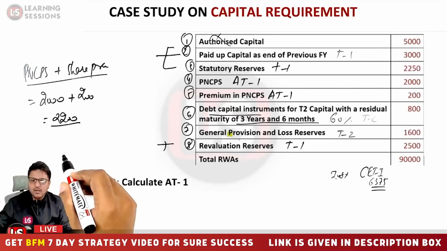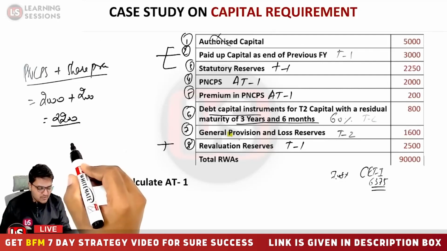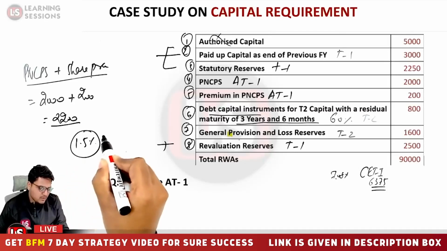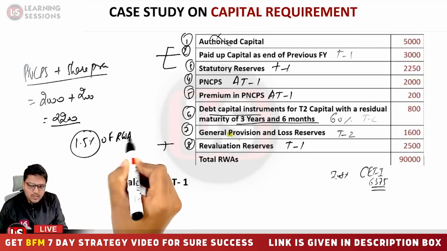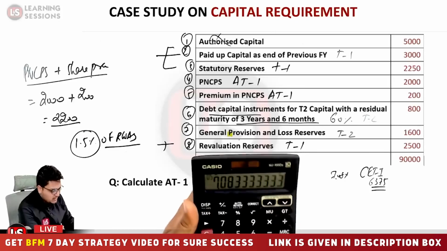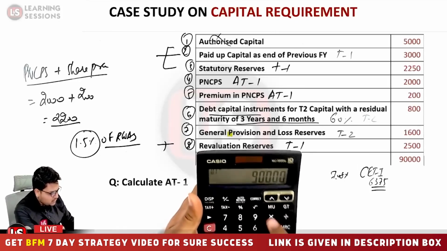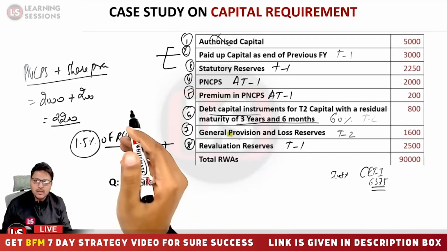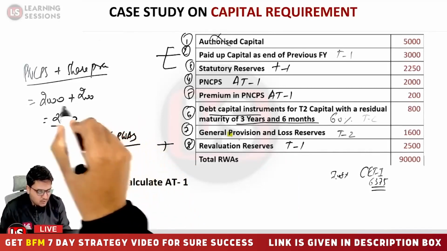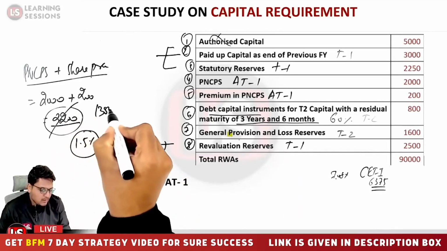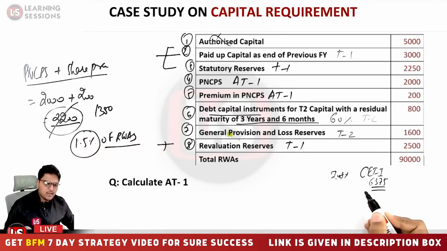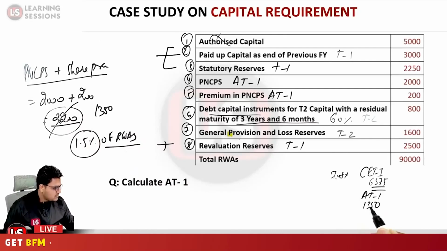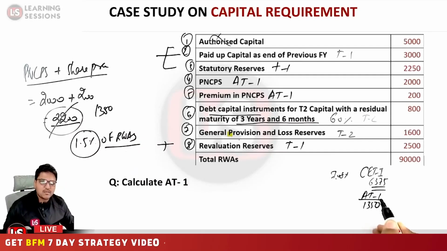Would that be the right answer? Because I just told you that it must be restricted to a maximum of 1.5% of the total risk-weighted assets. What are the total risk-weighted assets? It is 90,000. So 90,000 into 1.5% is equal to 1350. So additional tier 1 is restricted to 1350. I'm just writing over here. Additional tier 1 answer would be 1350 because it is to be restricted to 1.5% maximum.